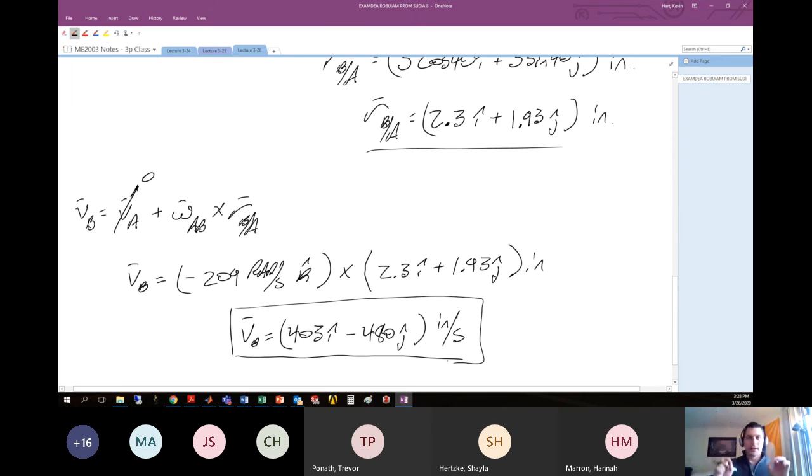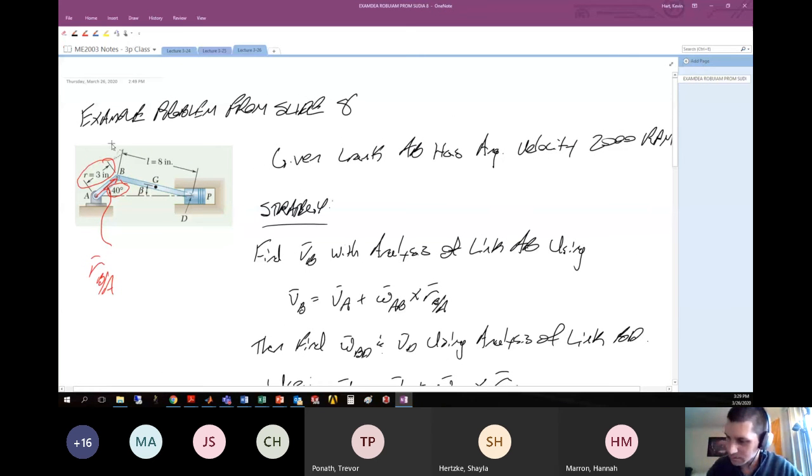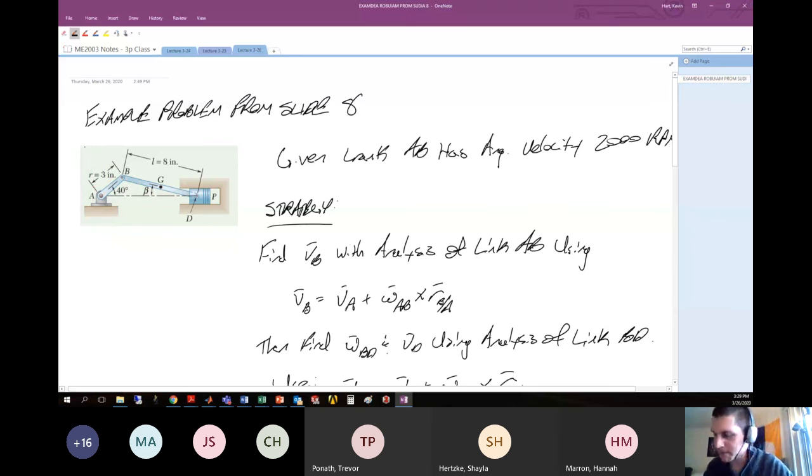Let's take a breath here and think about if this answer actually makes sense. We've got the velocity at point B, 403 i hat, negative 480 j hat. Let's think about what's actually going on in this problem with our picture. We know that this link is rotating about point A in this general direction, so that's where our angular velocity is going. It's sort of a fixed axis rotation about this point A.